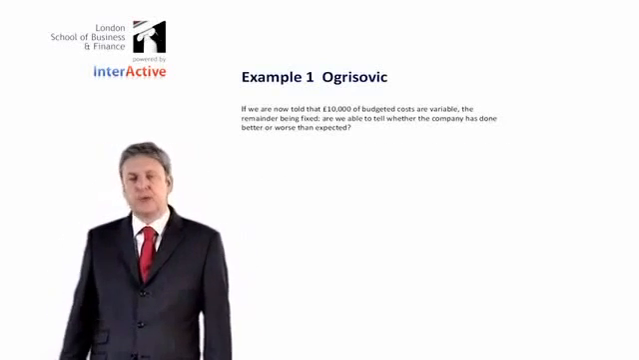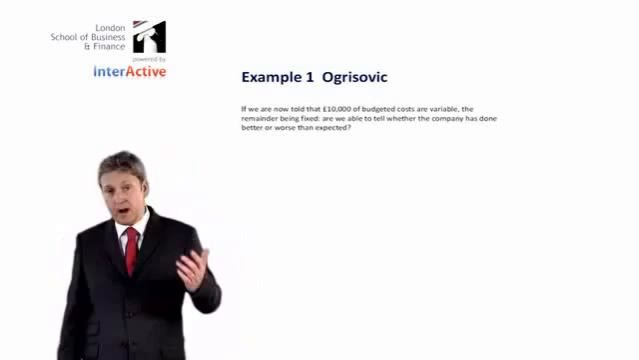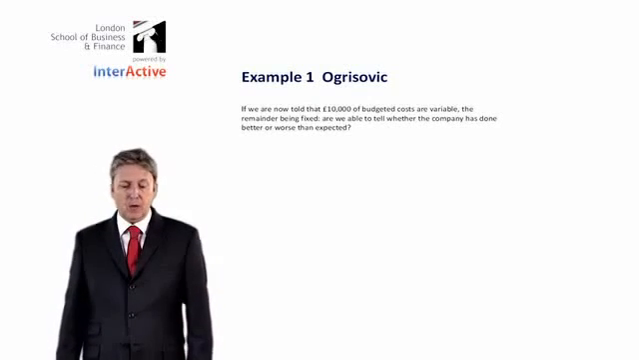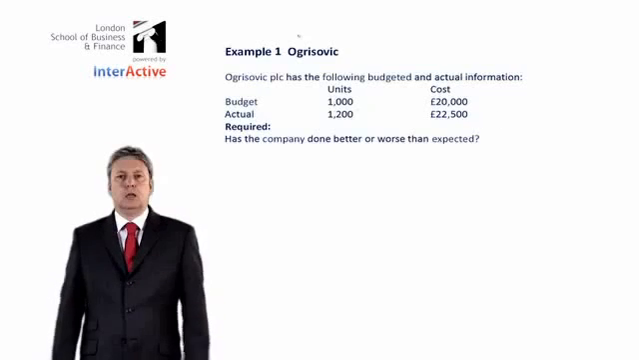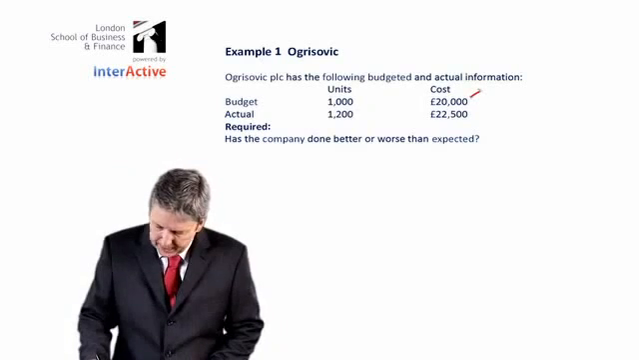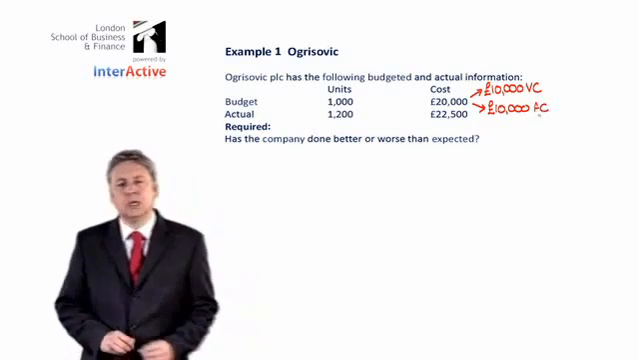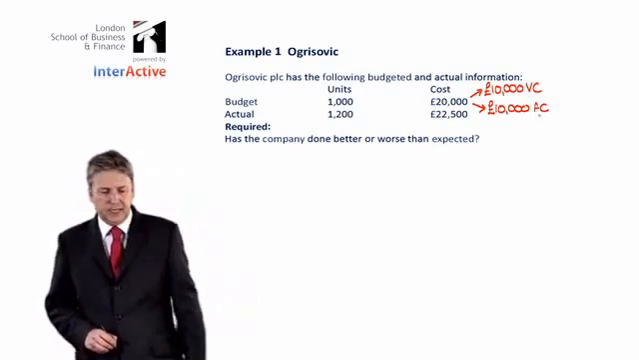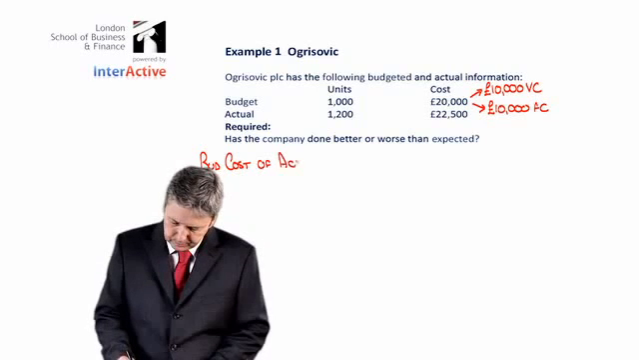So, if we go back to example 1, if we are now told that £10,000 of budgeted costs are variable, the remainder being fixed, are we able to tell whether the company has done better or worse than expected? So, looking at the example, we're now told that 10,000 is variable cost, and the remainder, 10,000, is fixed cost. Given that we know the cost behaviour of each element here, I think we can properly look at the budgeted cost of actual output.